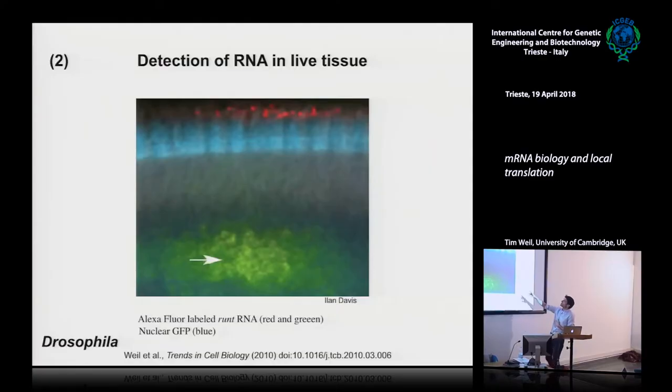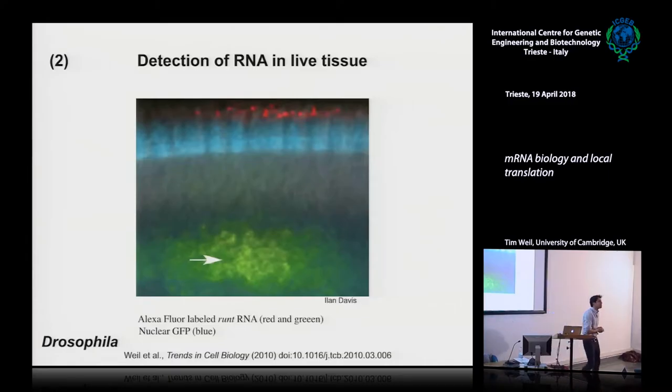Here's an example of that. So here we've injected the RNA into the center of an embryo. The blue is the nucleus, and you can see this is a second injection of green RNA. We've already had the red RNA localized to the apical side there. So we've used an Alexa fluorophore for red, and then we've also used it for green.